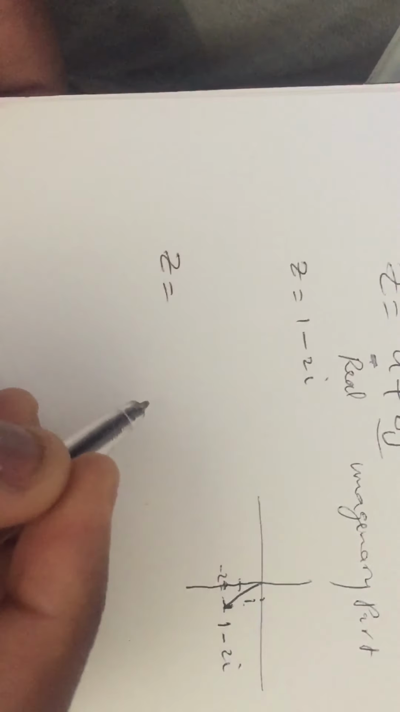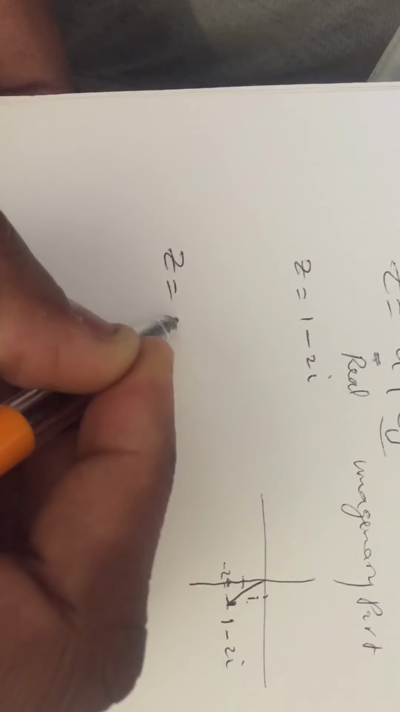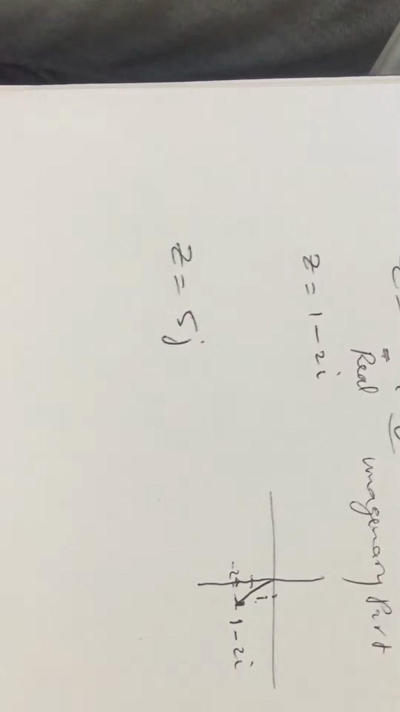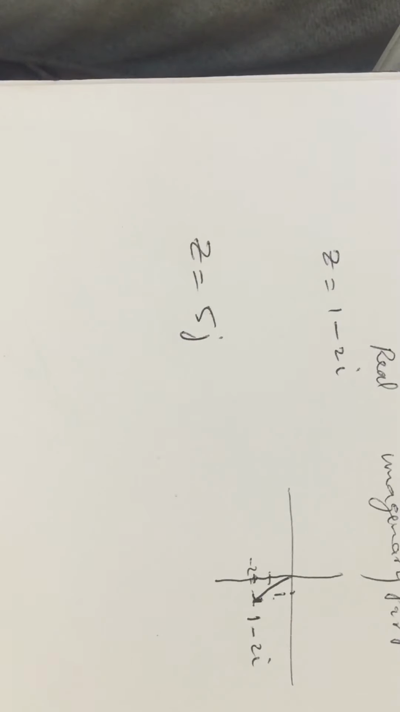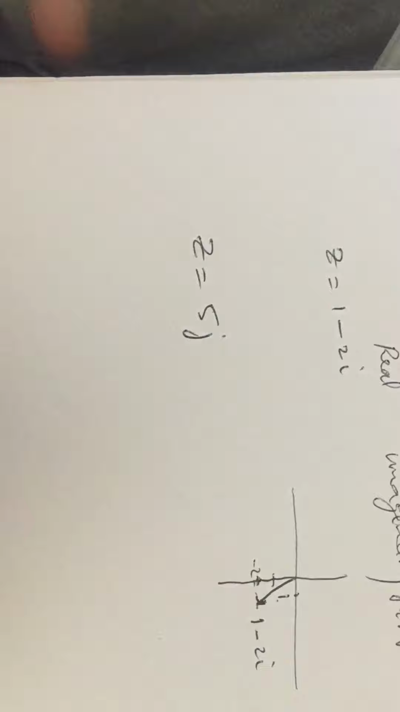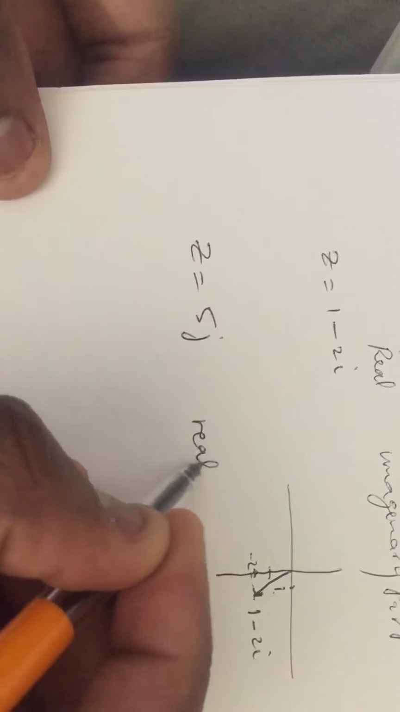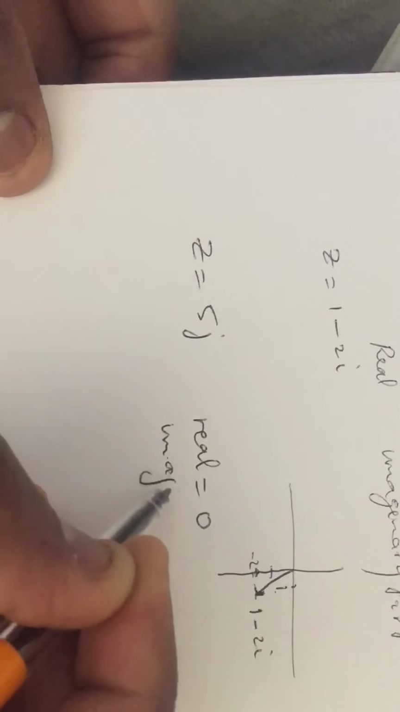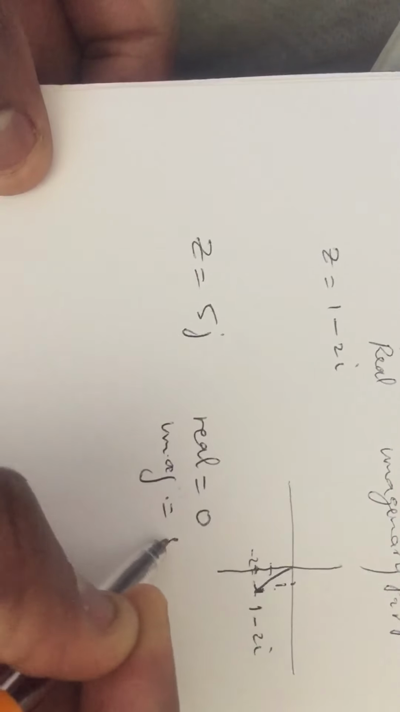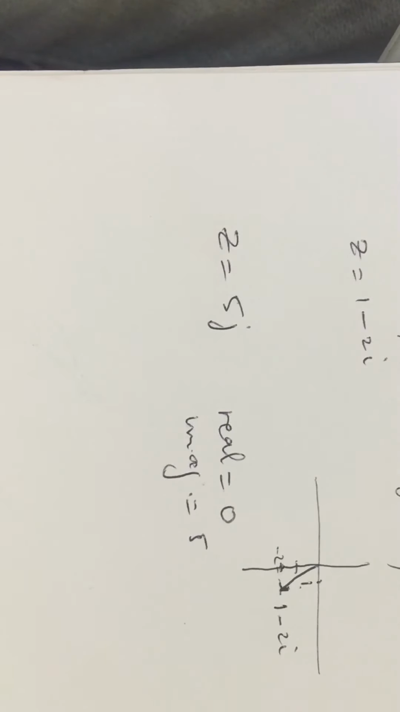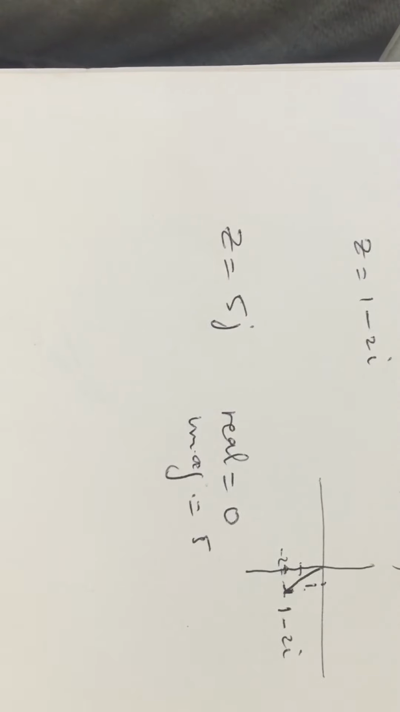Now if I have something like this, z equal to 5j, like this. Now they ask you to identify what's your real part, what is your imaginary part. Your real part is equal to 0, and your imaginary part is equal to 5. All right, good.